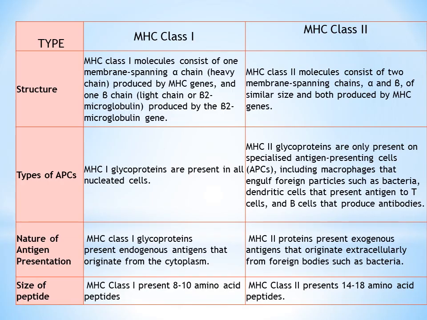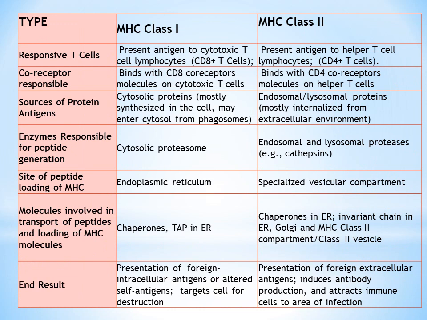Now when we look at the difference, the structure difference is clear. Types of APC is also clear, because in the case of MHC class 1 all the nucleated cells will have the MHC class 1, whereas in the case of MHC class 2 only antigen presenting cells will have the class 2 glycoproteins. Now in MHC class 1, cytotoxic T lymphocytes will be presented with the antigen, whereas in class 2 helper T cell lymphocytes will be presented.